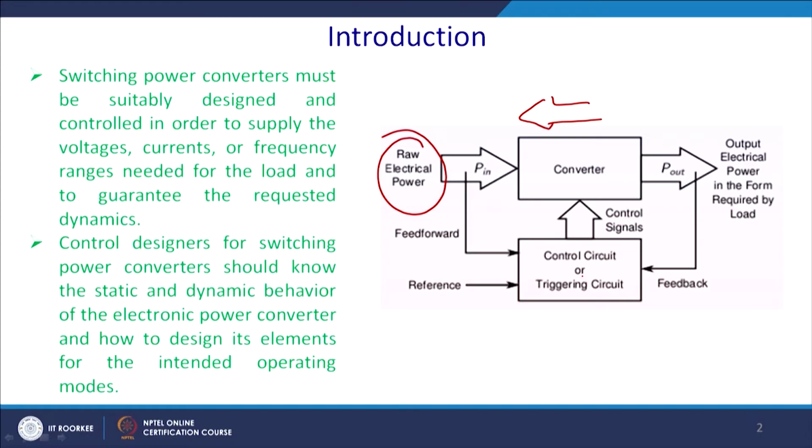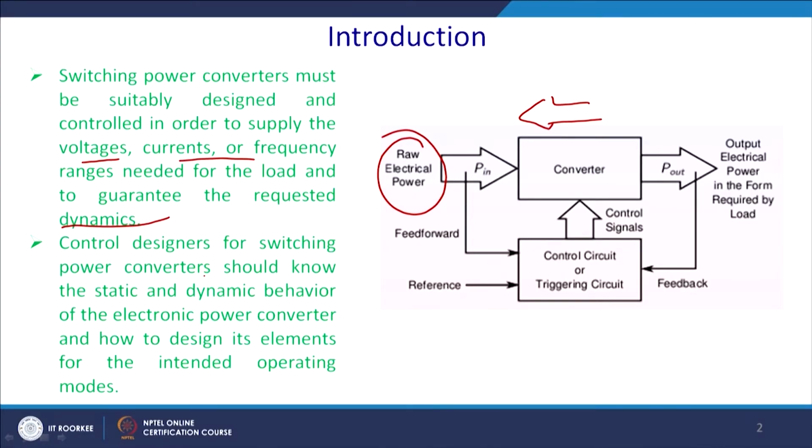We can brief it in this statement: a switching power converter must be suitably designed and controlled in order to supply the voltage, current, frequency and ranges needed for the load, and guarantee the required dynamics. Dynamics means the load is not a static entity, it may change, and it is totally in the control of the consumers, but irrespective of the load change, you should give a desired output voltage. Similarly, you can have a source change, which is practically possible in renewable energy applications. There is uncertainty of the wind and of the solar irradiation, and thus the input power also changes, but you require a desired level of voltage and current to feed.